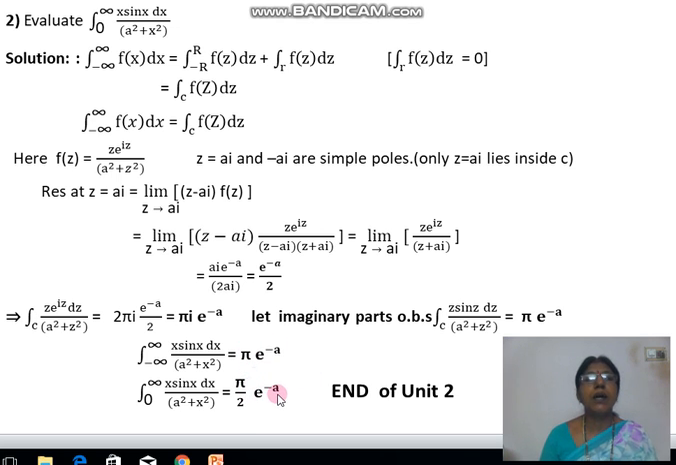Okay, now we have finished all types of integrals in this unit. Now we will see the next unit in the next class.